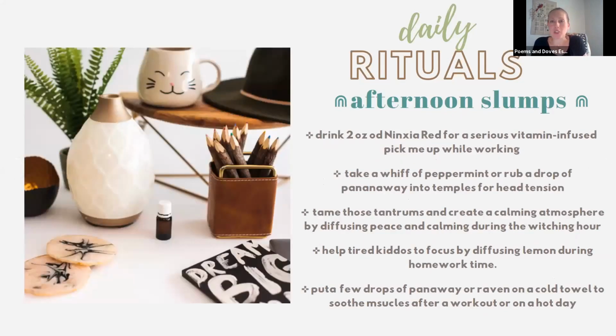Afternoon slumps. Everyone has this happen to them, I know I do. Some things you can do in the afternoon: drink 2 ounces of Ningxia Red. I'll be talking about that in another slide, but that is an antioxidant drink that Young Living sells that has tons of antioxidants in it. It's actually made from goji berries, super energizing, and it has a bunch of essential oils in it, so you're getting the benefit of that.